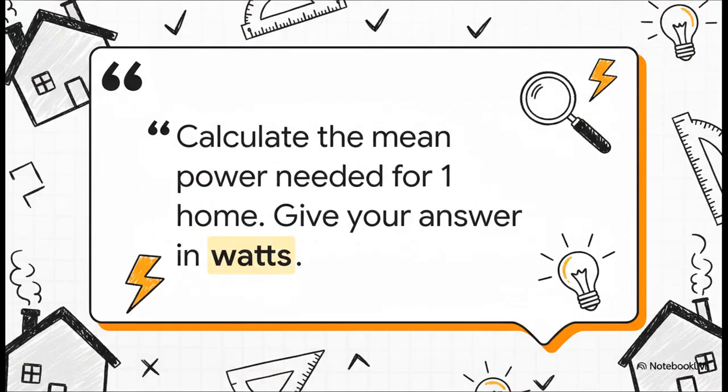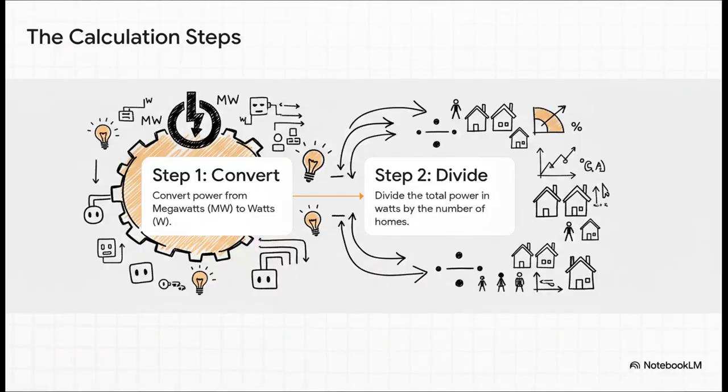So it asks us to calculate the mean power needed for one home. But look, the really important bit is right at the end. Give your answer in watts. That's the examiner basically waving a giant flag at you, telling you there's a unit conversion coming up. So how do we get the marks?